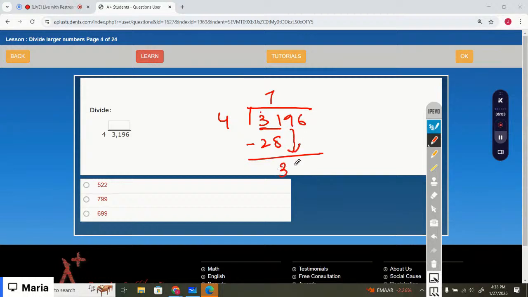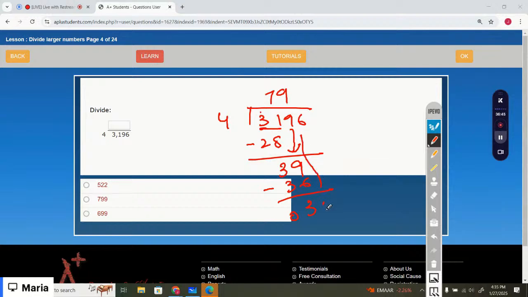Now you need to bring the next digit down. That is 9. So now you have to count the table of 4 until 39. So 4 times what number is 39, or that is less than 39? We can go for 4 times 9 is 36. So 9 take away 6 is 3, and 3 take away 3 is 0.